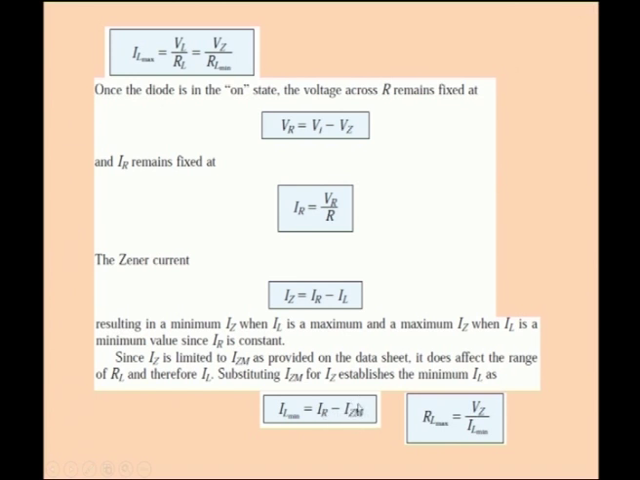This IZ minimum is the minimum Zener current rating provided in the data sheet. So, IL minimum current is calculated as IR minus IZ minimum, and similarly RL maximum, the maximum value of the load resistance, can be calculated as VZ by IL minimum. Since IZ is limited to IZ minimum as provided on the data sheet, it does affect the range of RL and therefore IL. Substituting IZM, the minimum Zener current provided in the data sheet, for IZ establishes the minimum IL as IR minus IZM.